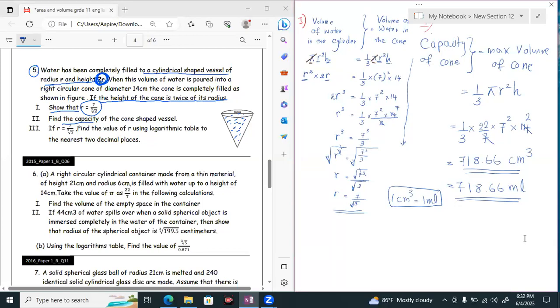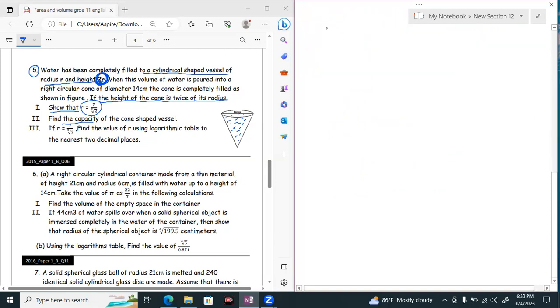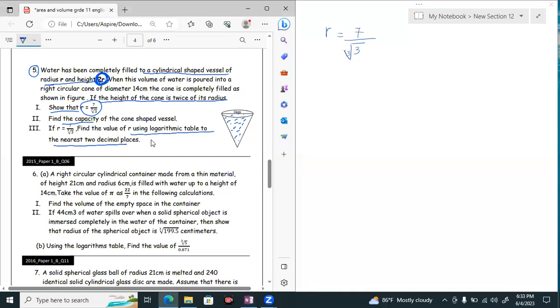Next is the next part. We discussed this last week too, remember? We have to find the given value using logarithms. Let's see how to get this answer from log tables. We have to do this: if r is equal to 7 upon cube root 3, find the value of r using logarithmic tables to the nearest 2 decimal places.